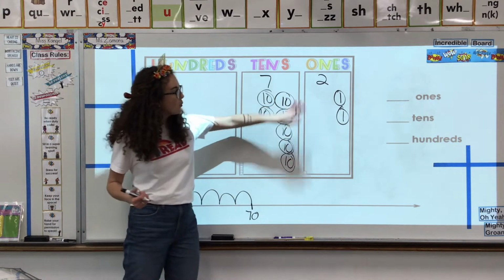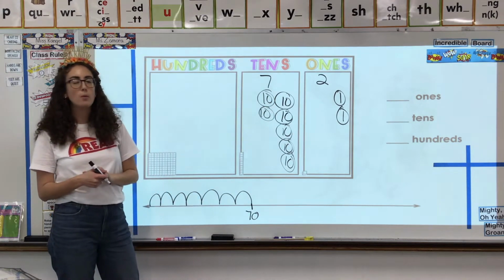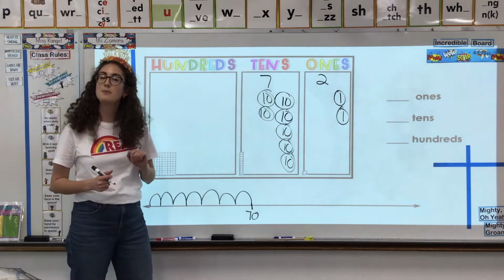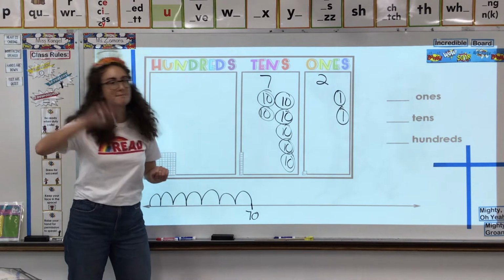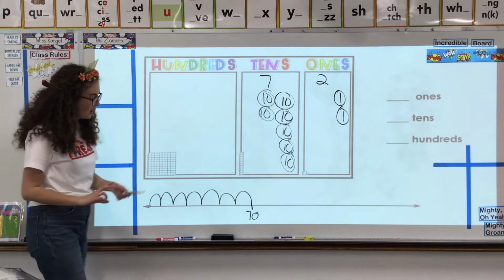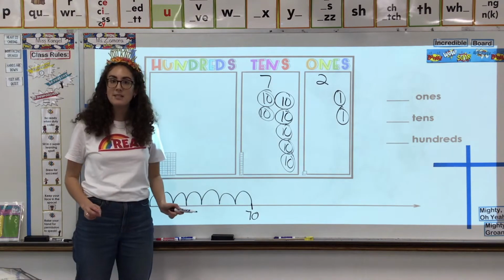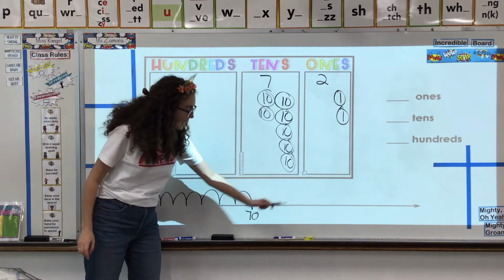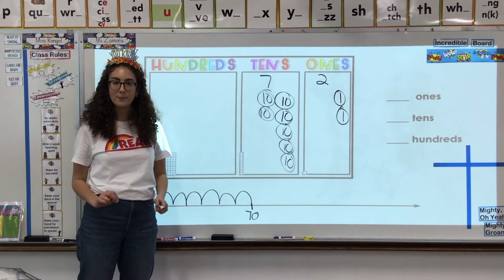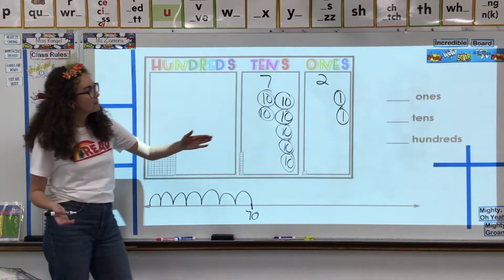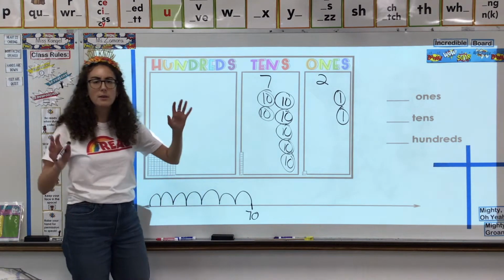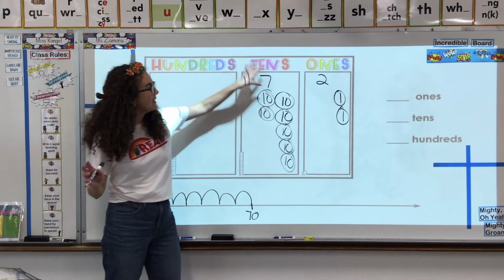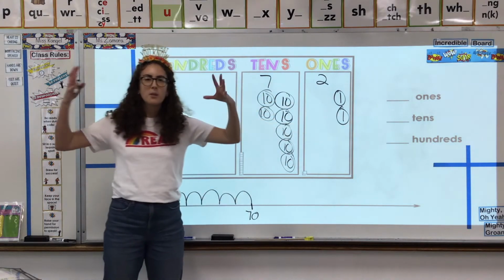Okay, what about our ones, Super Scholars? How many ones do we have? 2, just 2. So if we've jumped up our 7 tens, we need to add our 2 ones as well. And what value is bigger? The tens or the ones? Which one is bigger?